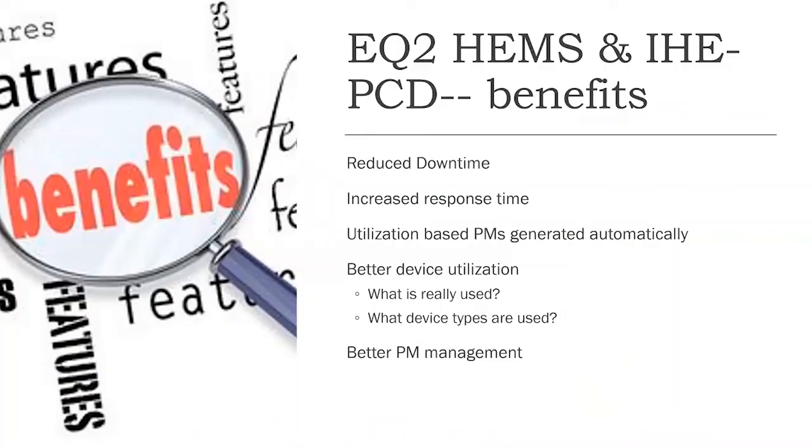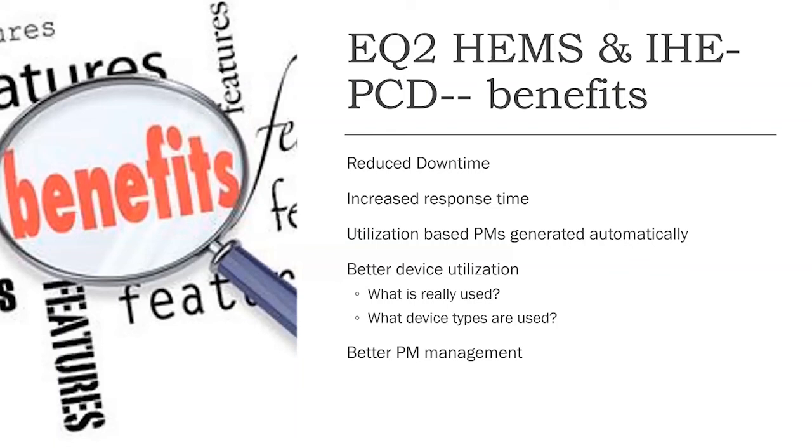So some of the benefits are reduced downtime because you're doing proactive maintenance, increased response time because the machines themselves could request service. So you may have a balloon pump or a defibrillator that's charging, a battery failure is detected, the machine raises a flag, creates the work order, all independent of having a user finding a problem. Utilization-based PMs are generated automatically.